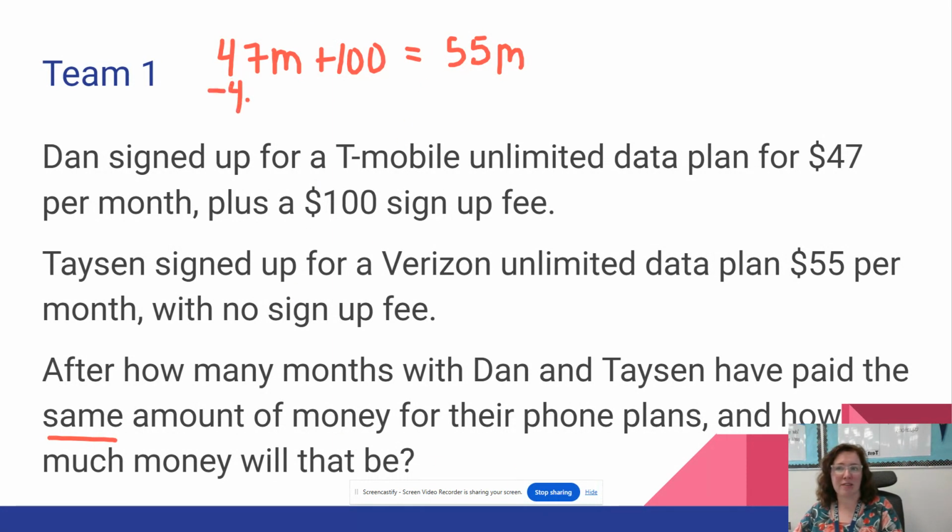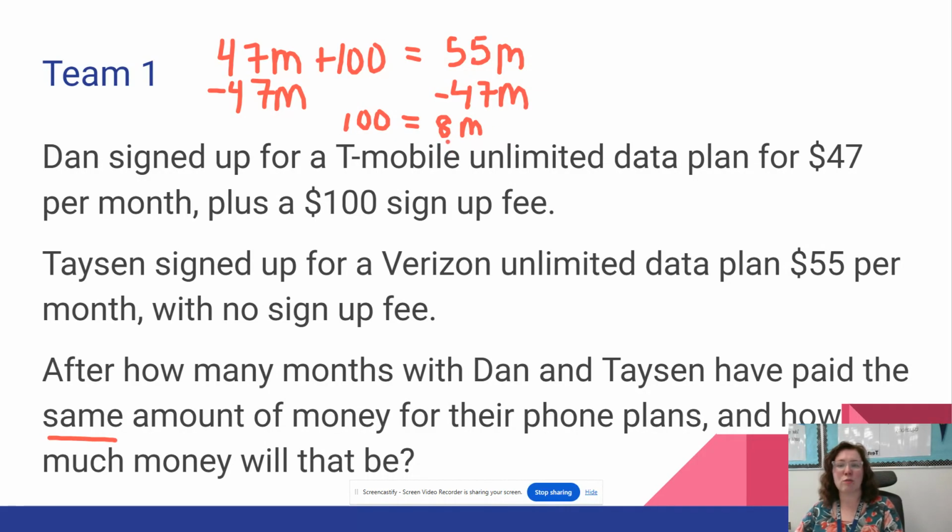Well, we have an M on both sides. We don't like that, so I like to choose a smaller M. That's not a rule, it's just what I like to do. Subtract on both sides, and now we get 100 equals 55 minus 47. I think that's just 8 months.